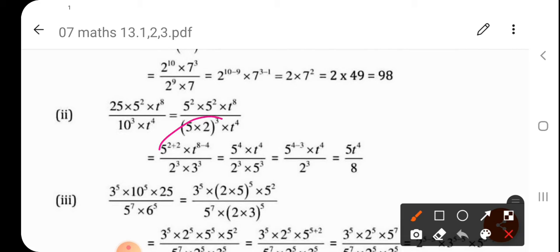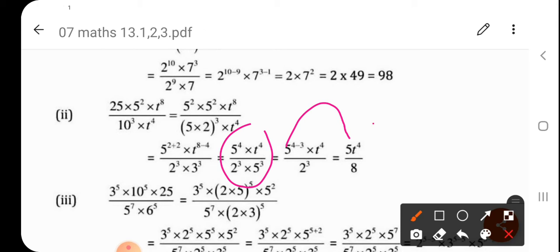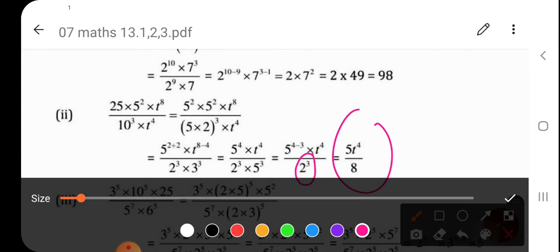So in the numerator, 5 raised to 4 and t raised to 4. Now here in the denominator, a printing mistake is there. Here it should be 5. So this is the next term. Now 5 raised to 4 and 5 raised to 3 you have to simplify. And t and 2 both are different, so you have to keep them as it is. So 5 raised to 4 minus 3 is equal to 5. t raised to 4 as it is, and 2 raised to 3 is equal to 8. So this is your final answer.